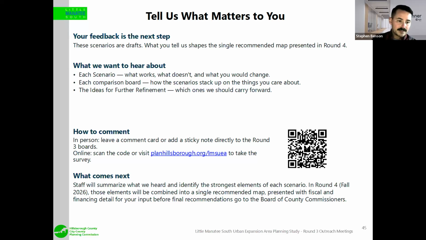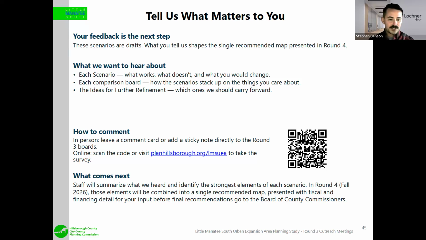How to comment. We welcomed your comments during the in-person meetings. So we're going to be welcoming your comments online through a survey that you can access by going to the web link here. You can click it in the chat, or you can use your phone and access it through the QR code on the screen. That survey has a link to everything we just presented to you, as well as some questions about each of the scenarios and how they compare to one another.